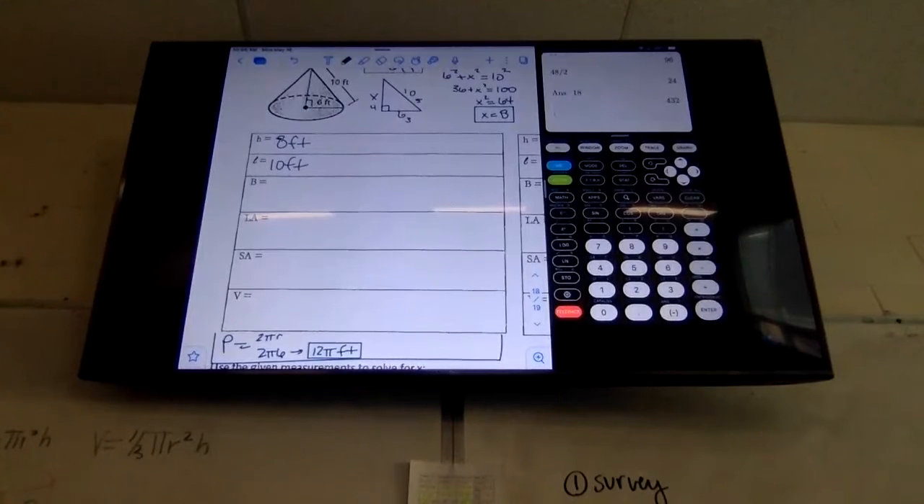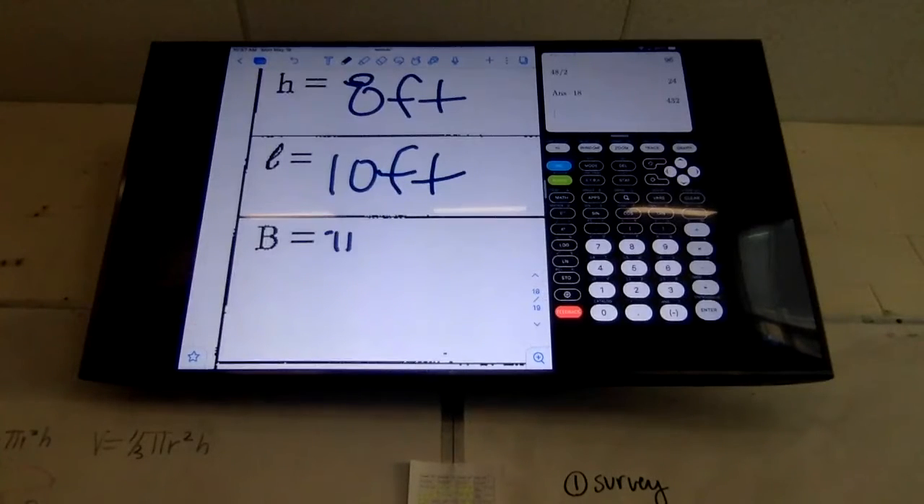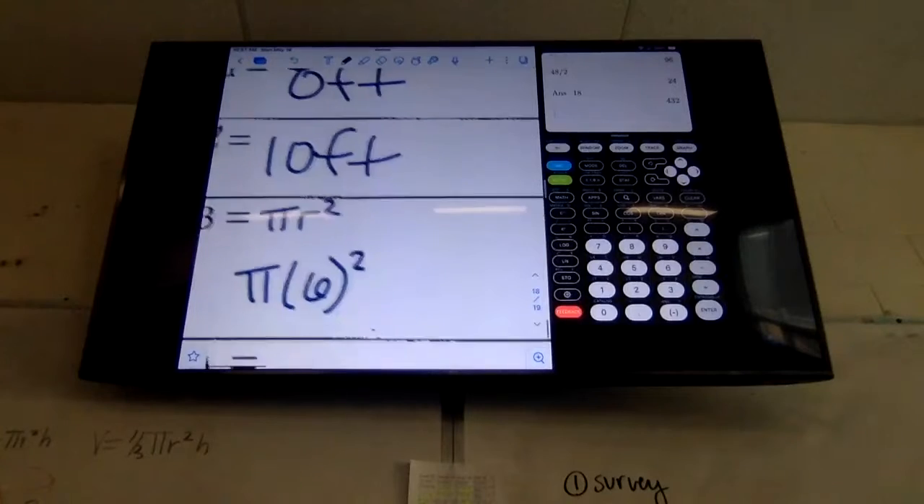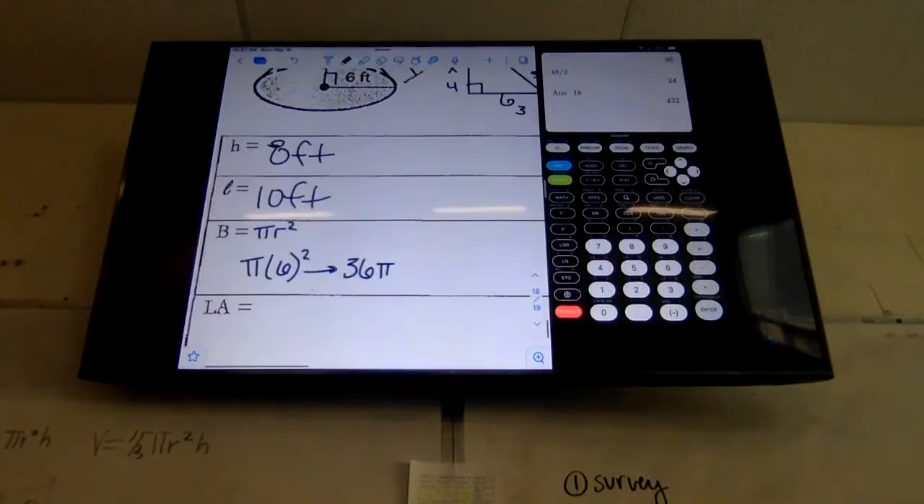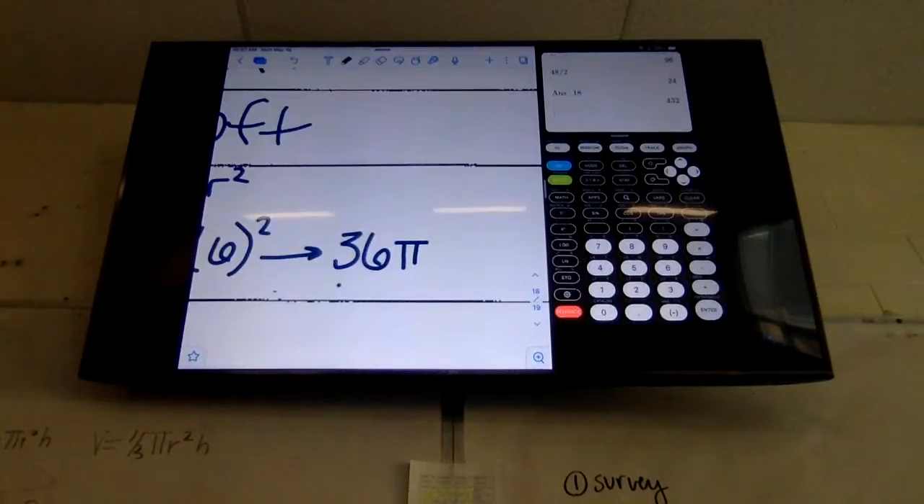Is the height always... Yes, to find either the height or the slant height, you're going to need Pythagorean theorem. Good question, Lila. All right, how do I find a big B? How do I find the area of the base? Pi r squared. And r is 6, so pi times 6 squared is going to be 36 pi. And what's my unit on 36 pi? Feet squared. Good.